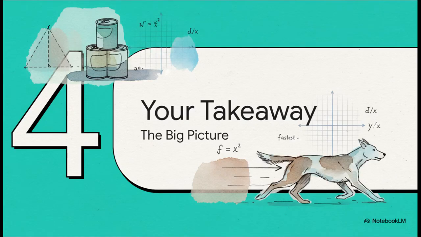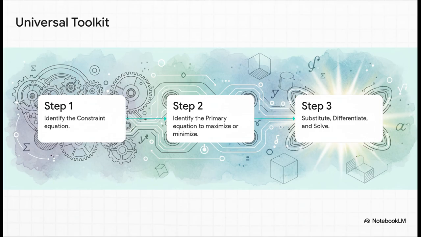So, after looking at closest points, soda cans, and even a dog fetching a ball, what's the big picture here? Let's bring it all home. Just remember, no matter how wild or complicated the problem looks, it always comes back to this same three-step strategy. Step 1, find your constraint. That's the rule you can't break. Step 2, define your primary goal, the thing you're trying to perfect. And step 3, use that constraint to simplify your goal. Then let calculus do the heavy lifting to find the optimal point. It really is that reliable.